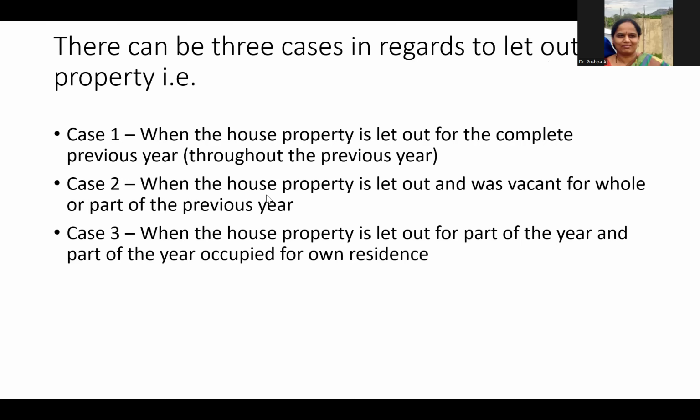In this class, we're going to understand how we compute the GAV in the computation of income from house property. We have three cases in regards to let out property: when the house property is let out for the complete previous year, when the house property is let out and was vacant for the whole or a part of the previous year, and when the house property is let out for part of the year and part of the year occupied for own residence. So these are the three situations in which we would be computing the gross annual value. So let us look into the first case.